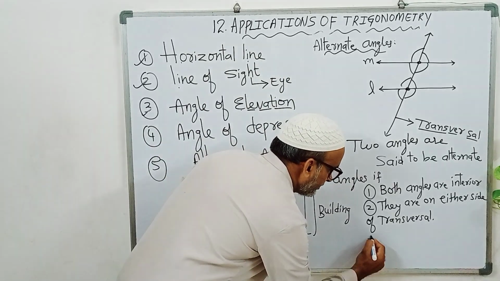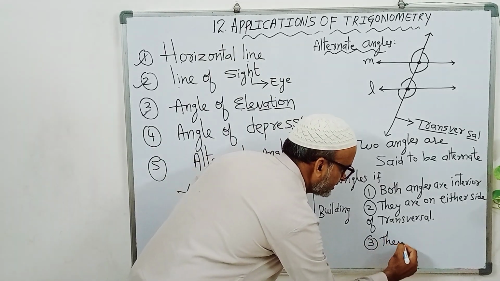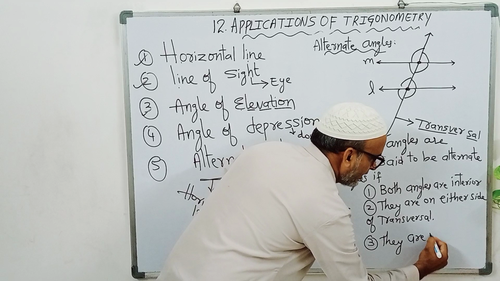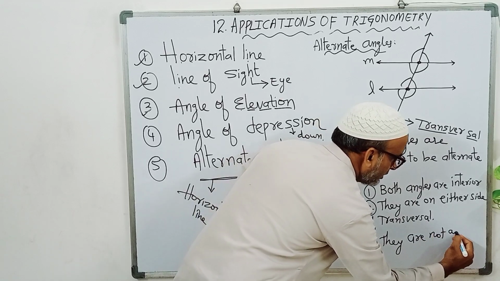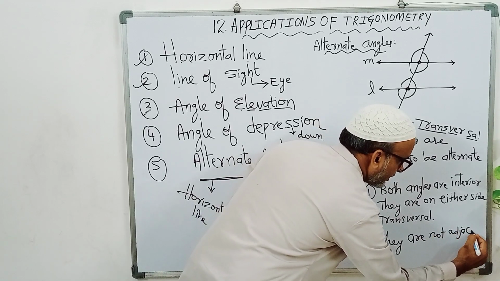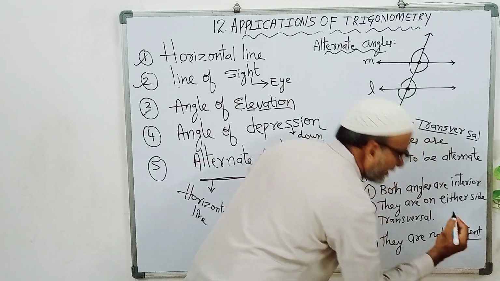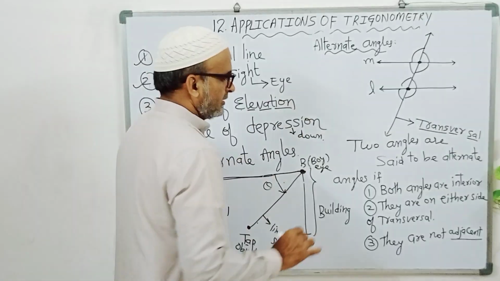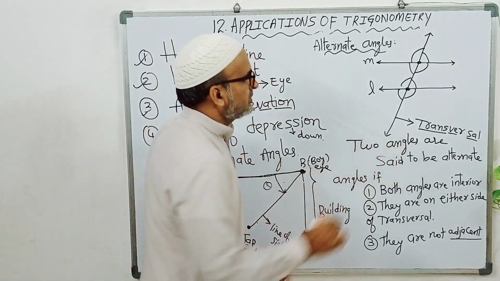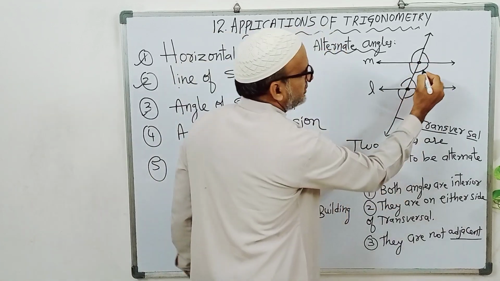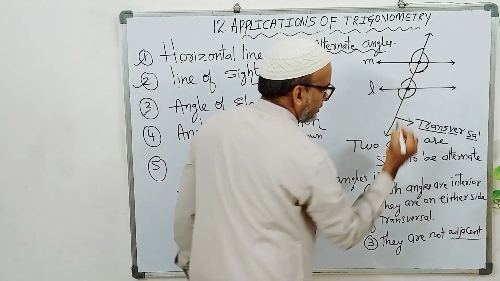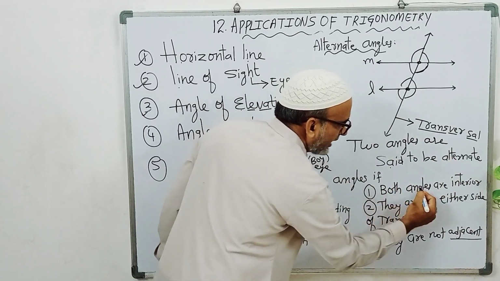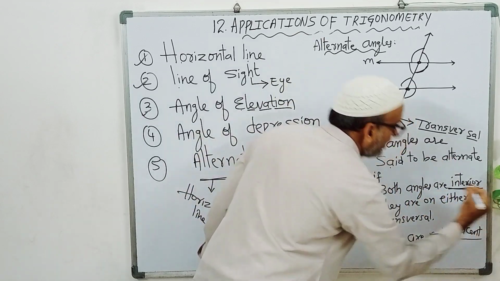Number 3, they are not adjacent. This is a new word again. Now you see, directly I am coming to angles. Suppose you see here, said to be alternate angles. Both angles are interior. I am taking only interior.